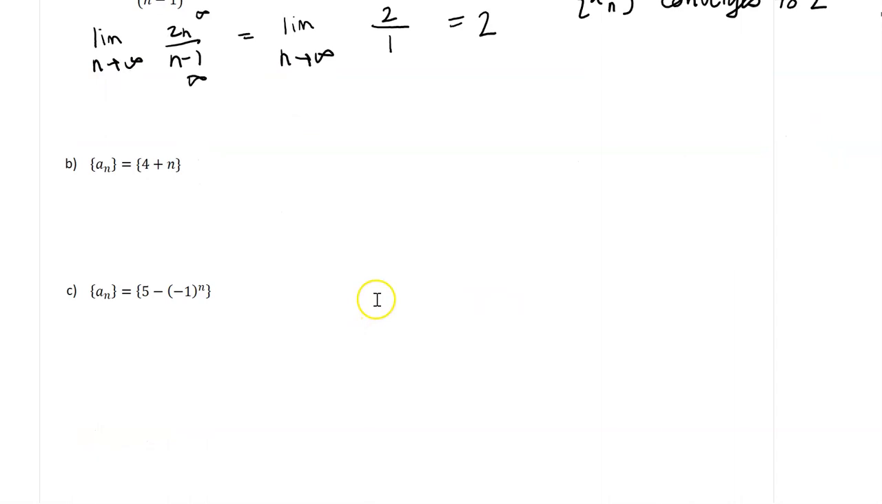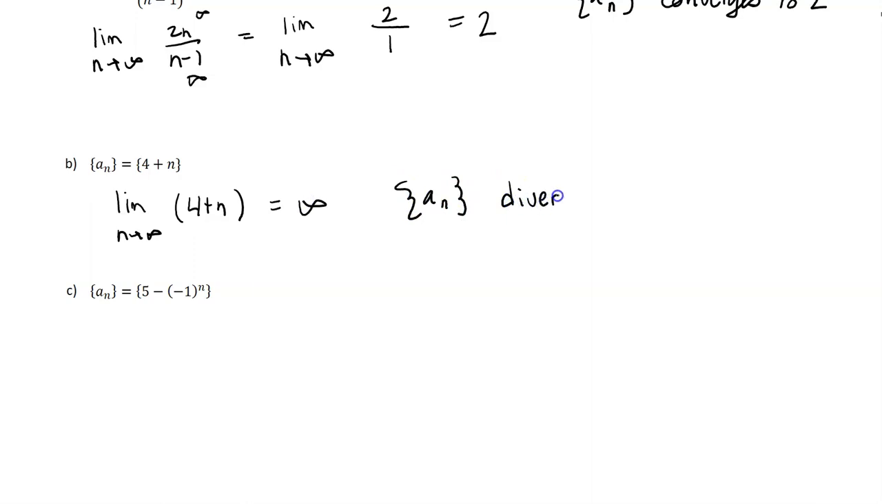For this one right here, we would be taking the limit as n approaches infinity of 4 plus n. And if you take infinity and add 4 to it, you just get a slightly bigger infinity. So this one we definitely would say diverges. It doesn't converge to a single value.